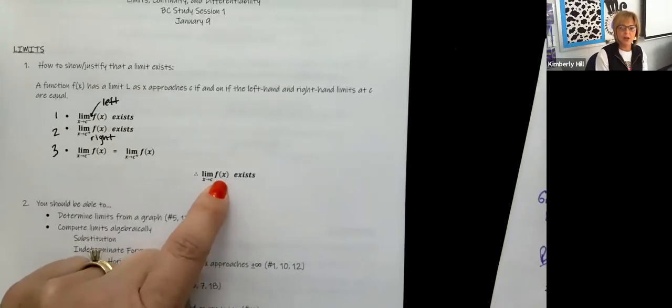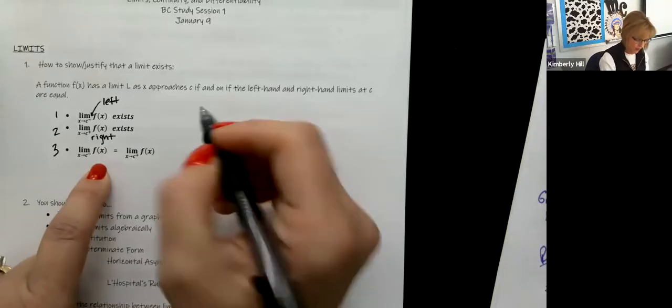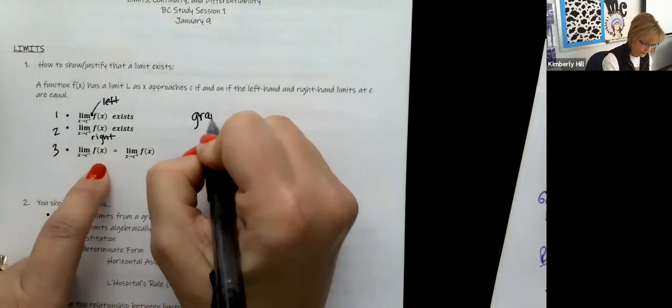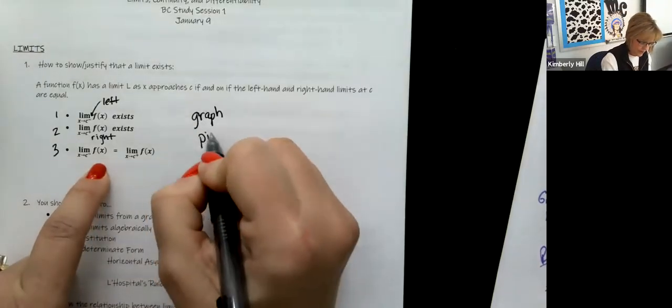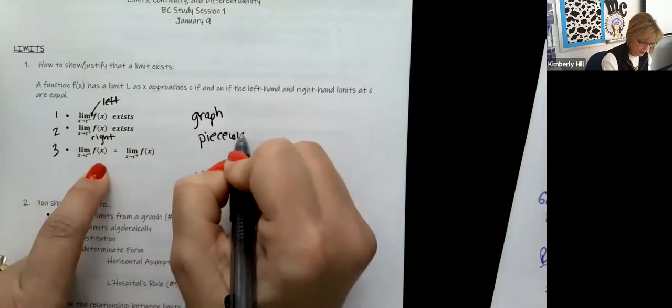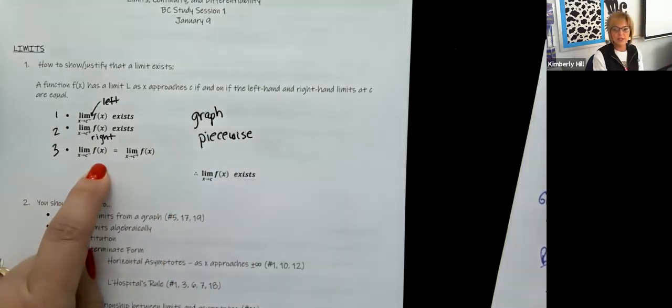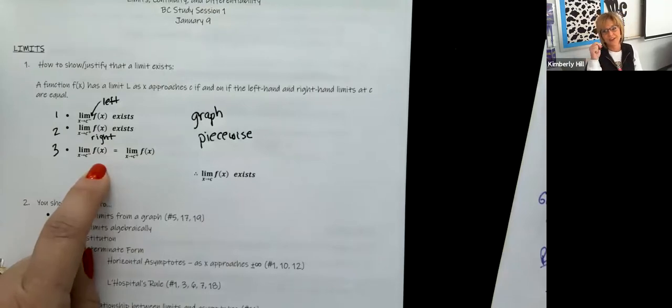A lot of times you're going to use this when you have a graph, or if you have a piecewise function, and we're going to look at a couple of those today. If you can't read my writing, please just tell me and I'll try to write nicer. I try to write fast, and when I do, I talk fast and I write fast, and sometimes it doesn't work out. So make sure you let me know.